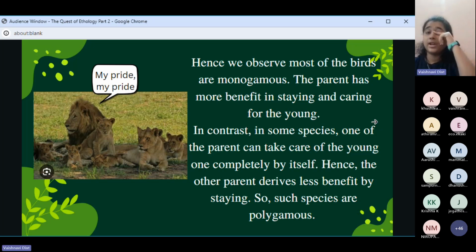Since there is sexual dimorphism, there will be mating choice. Some of them will have the choice because both of them don't resemble, right?